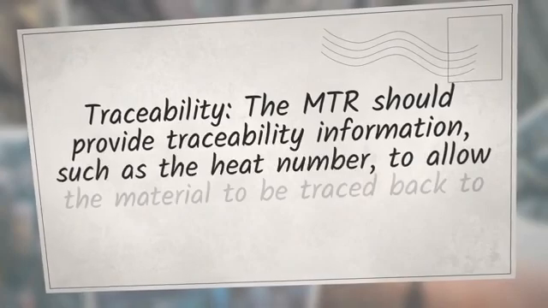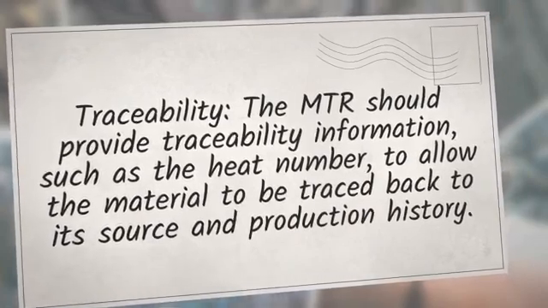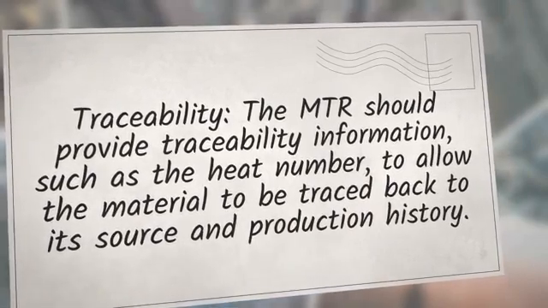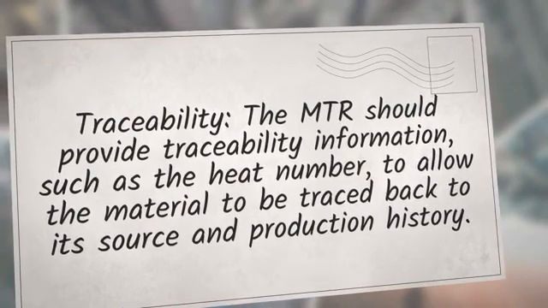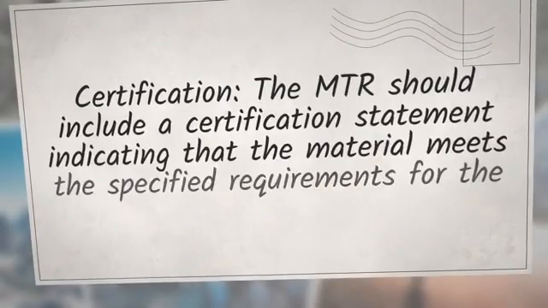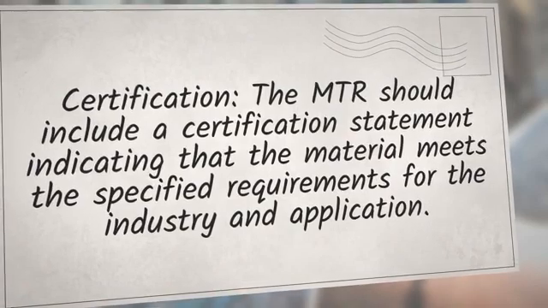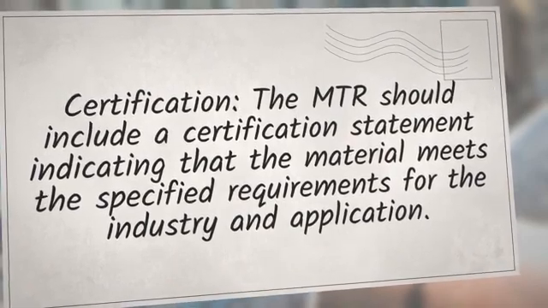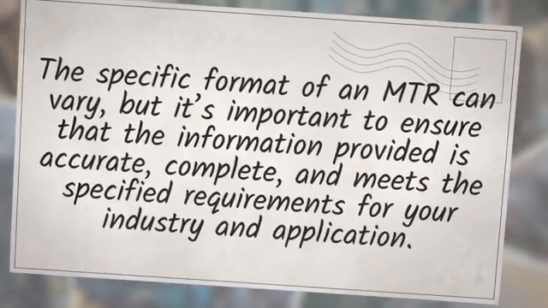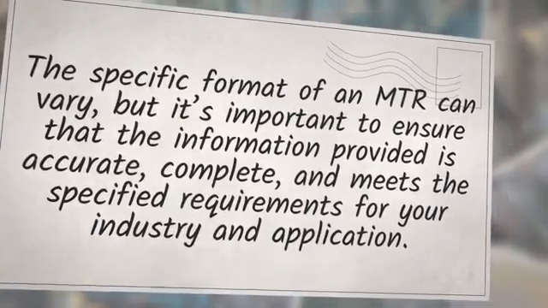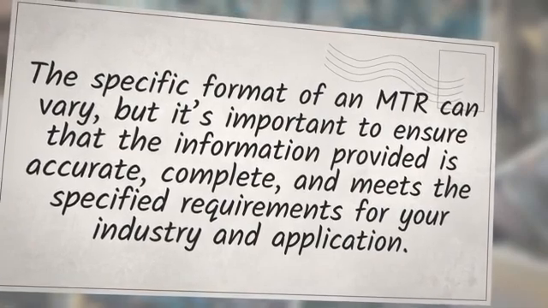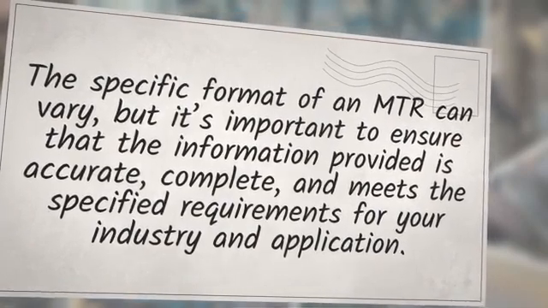Traceability. The MTR should provide traceability information, such as the heat number, to allow the material to be traced back to its source and production history. Certification. The MTR should include a certification statement indicating that the material meets the specified requirements for the industry and application. The specific format of an MTR can vary, but it's important to ensure that the information provided is accurate, complete, and meets the specified requirements for your industry and application.